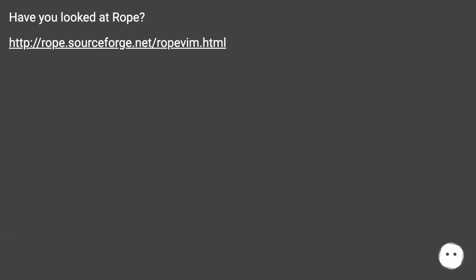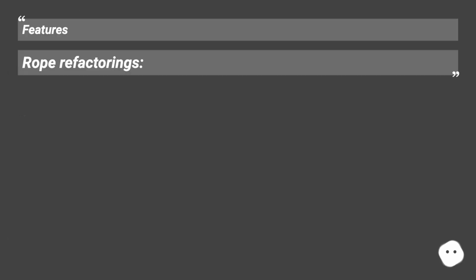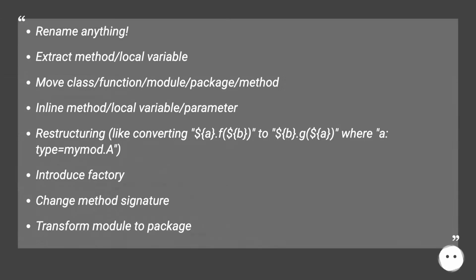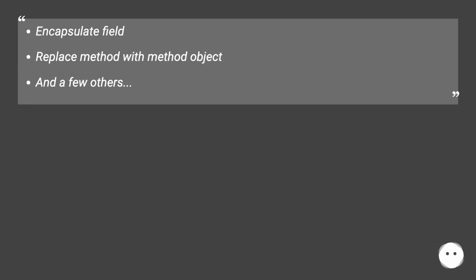This URL features rope refactorings. Rename anything, extract method, local variable, move, inline method/local variable/parameter, restructuring, like converting $a.f($b) to $b.g($a), where a type equals mime.a, introduce factory, change method signature, transform module to package, encapsulate field, replace method with method object and a few others.